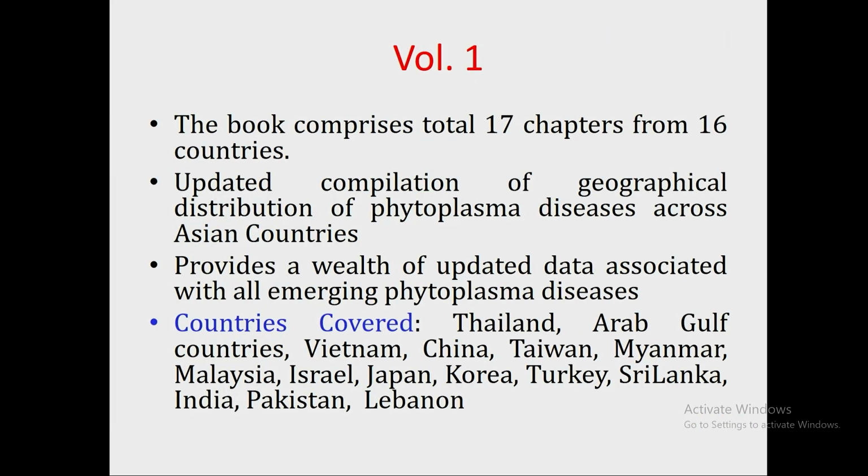The first volume comprises a total of 17 chapters. And the first chapter is an overview of phytoplasma diseases in Asian countries with a mixed authorship. The authors for the first chapter belong to different countries of Asia. And the remaining 16 chapters cover the status, distribution, and diversity of phytoplasma of the respective country, like Thailand, China, Vietnam, Myanmar, Lebanon, Pakistan, India, Turkey, Sri Lanka.